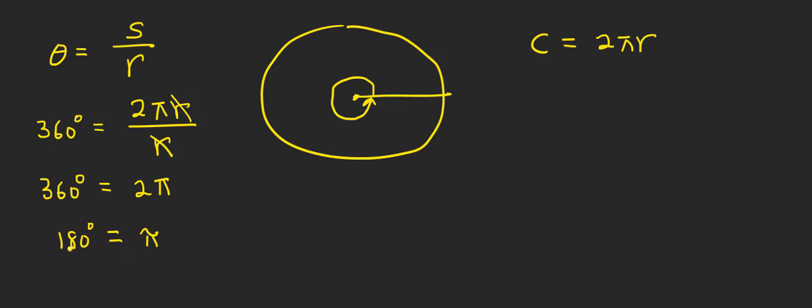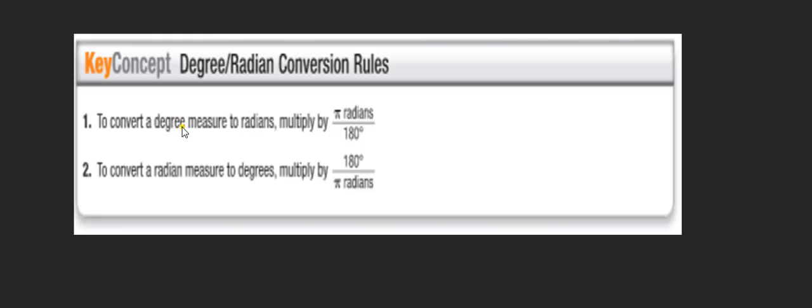So basically, 180 degrees is pi radians. If you want to convert degree measure to radians, you need to multiply by pi over 180 degrees. And if you want to convert radian measure to degrees, you need to multiply by 180 degrees over pi. Let's take a look at some examples.